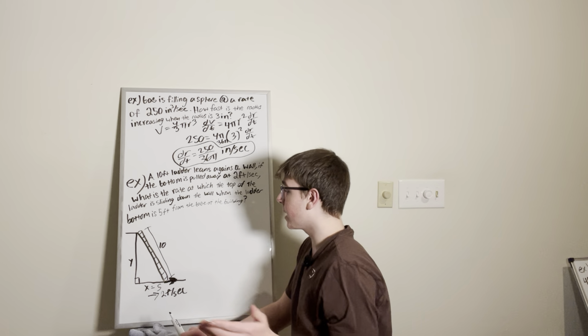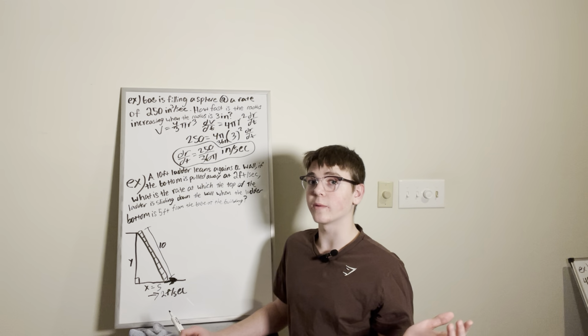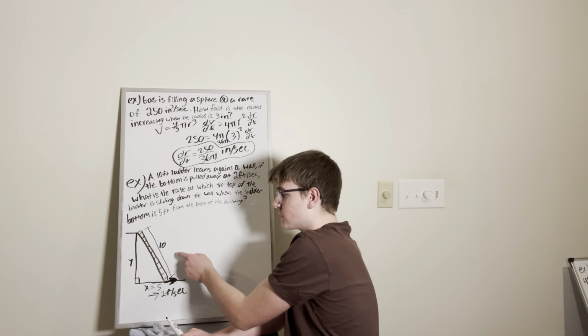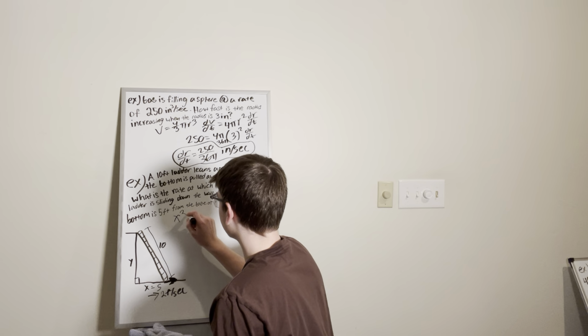Important to note. Again, if we're solving for anything on a right triangle, we're going to use Pythagoras, which would be x squared plus y squared equals z squared. So let's put that down.